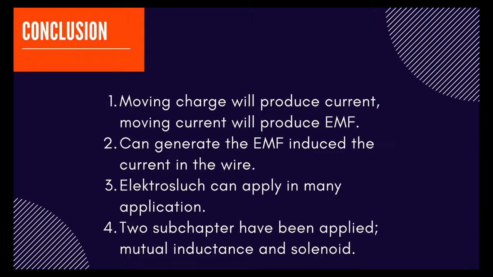In summary, from this assignment, we know that the moving charge will produce the current, and the moving current will produce the EMF, and from that the EMF can induce the current in the wire. From that, we can use this device in many types of applications. Besides, there are two subjects of electromagnetic field that have been applied in this assignment, which are the mutual inductance and solenoid.